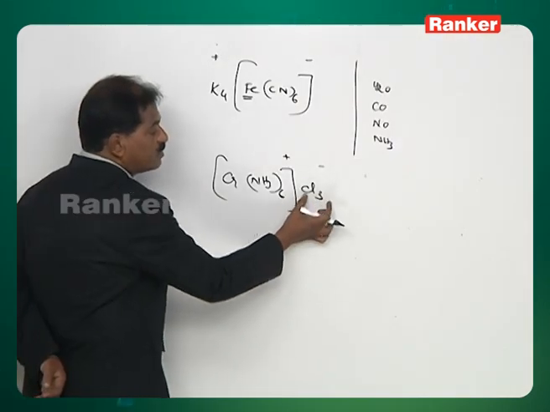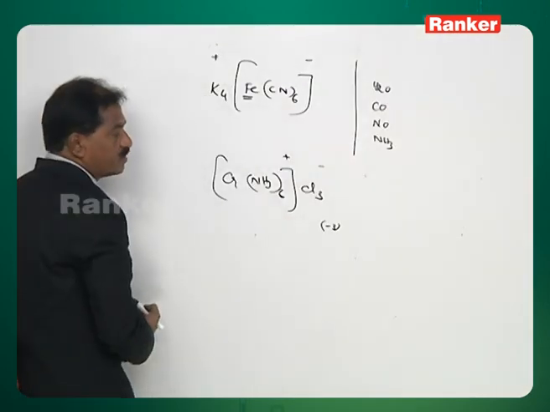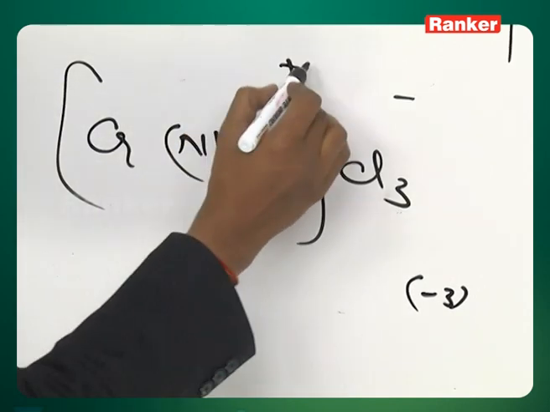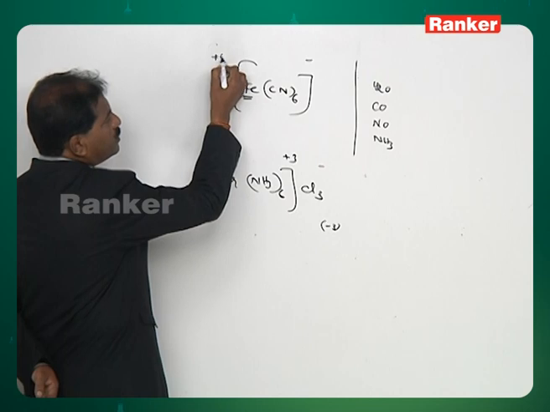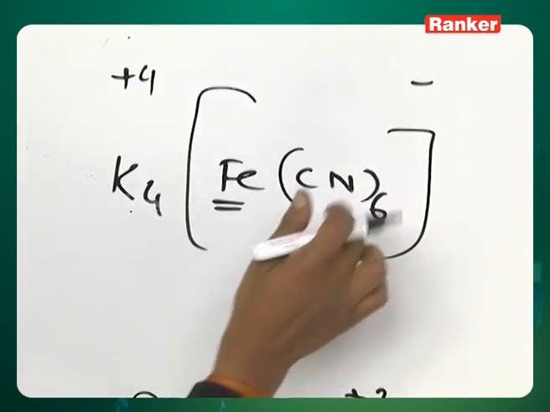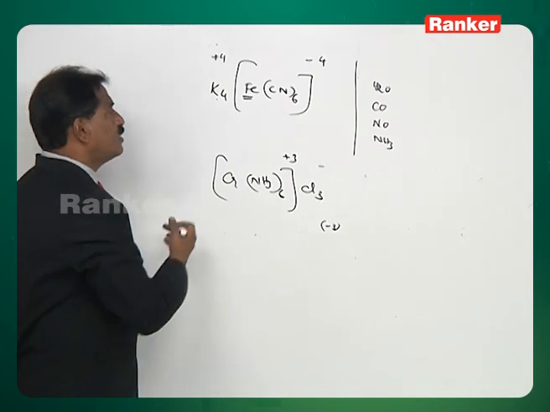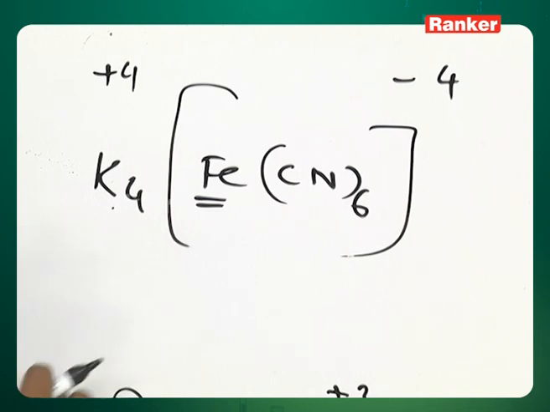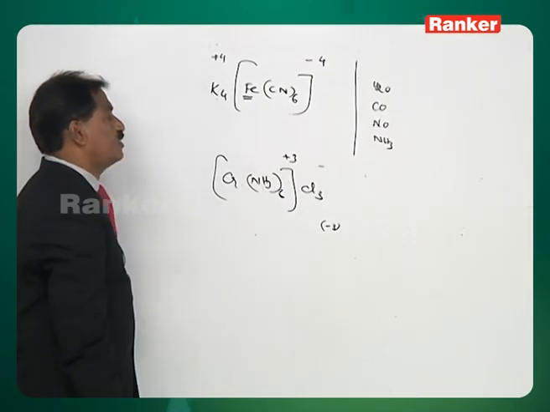Here 3 chlorides are shown, so the total charge of the chlorides is minus 3. If the chlorides' charge is minus 3, the complex will get the charge plus 3. Similarly here, simple ions, the total positive charge is plus 4. Here the charge of this complex ion is minus 4. Like that, based on the relative position and number of the simple ions, first identify the charge carried by the complex ion.